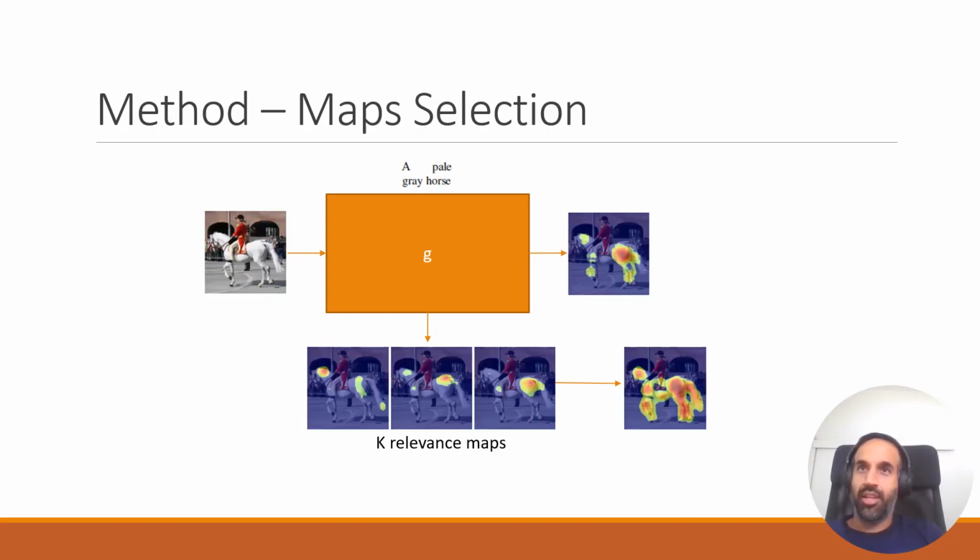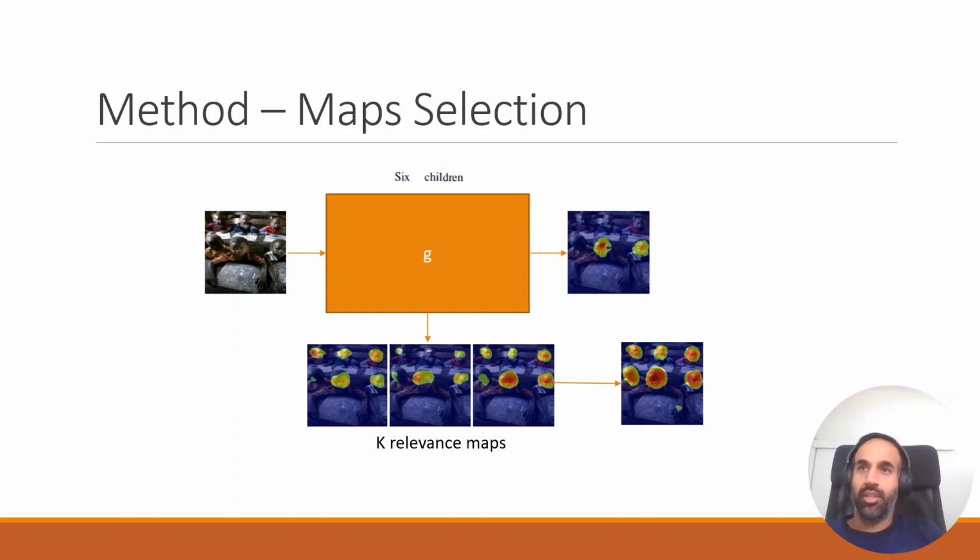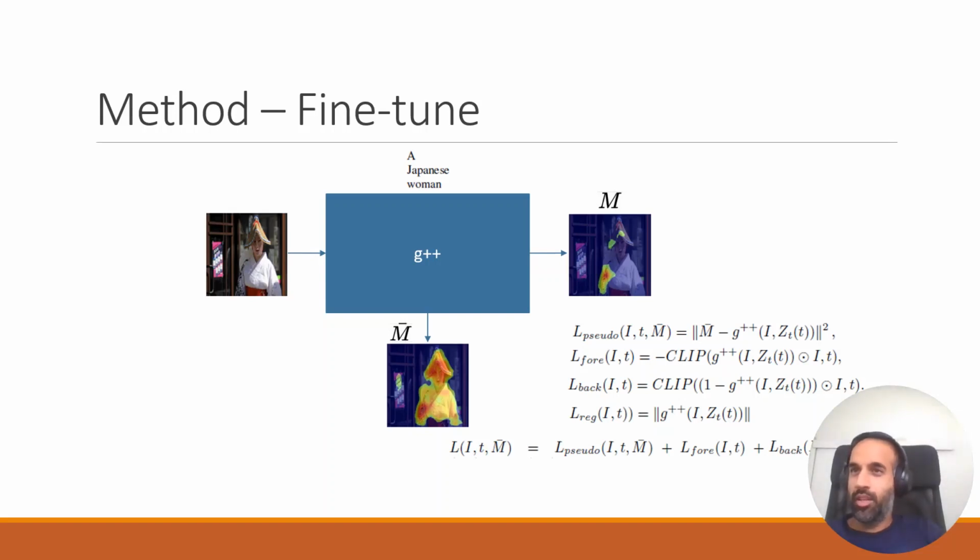Here we can see another example, and here we can see another example. But only improving the performance with a heuristic is not enough, and we thought that maybe fine-tuning G will obtain better results, an accurate map.